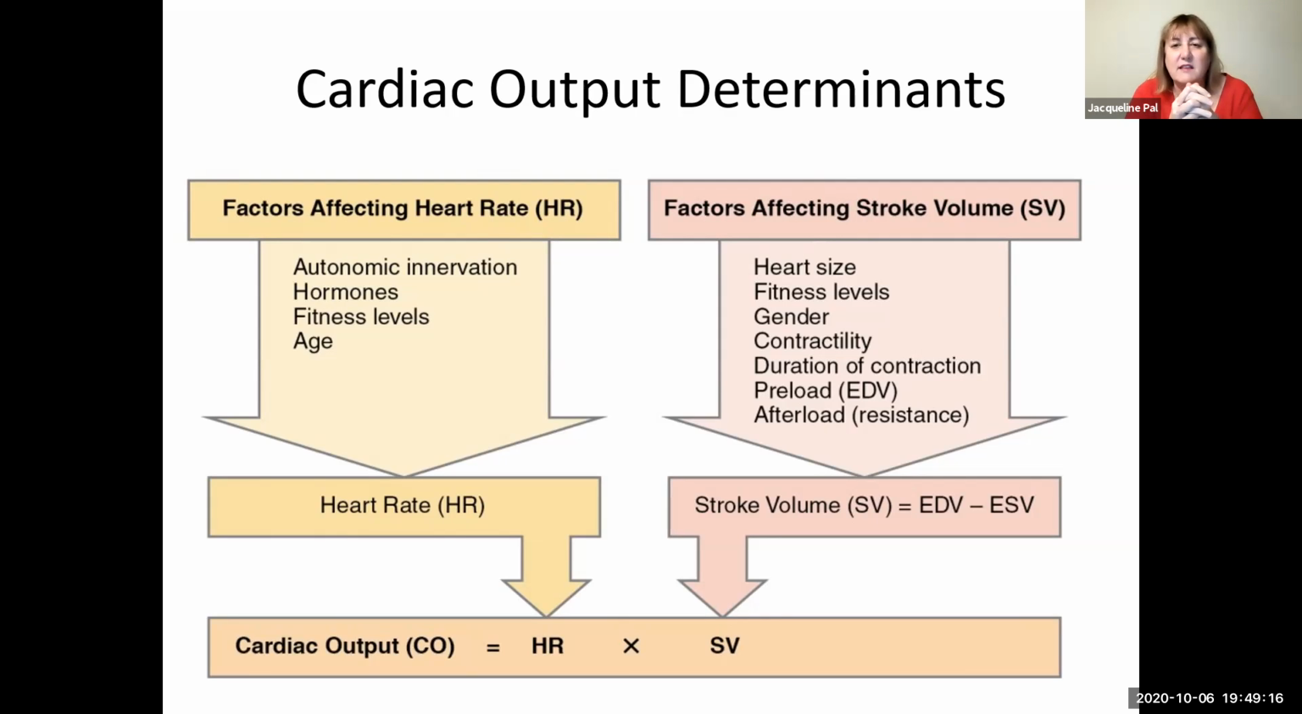So let's talk about some of the things that affect it. Things affecting heart rate: autonomic nervous innervation, which has a positive chronotropic effect, as well as some hormones. Fitness level and age could have a negative chronotropic effect. So all those affect the heart rate. For stroke volume, whether a heart is small or large can definitely change the amount of volume it can hold, as well as gender, fitness levels, and preload and afterload. And so just multiply those two things together and you have cardiac output.